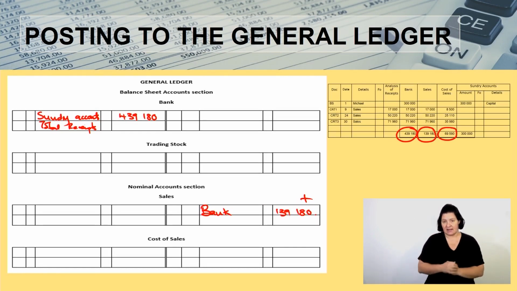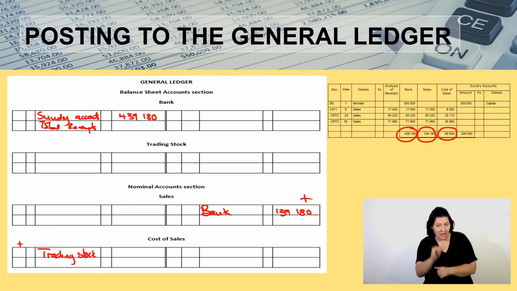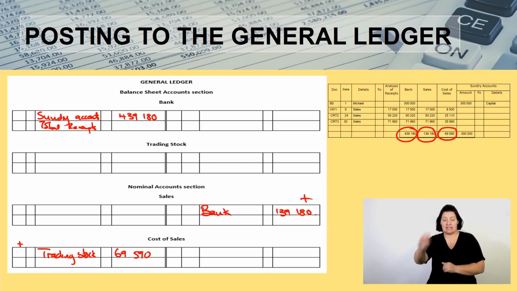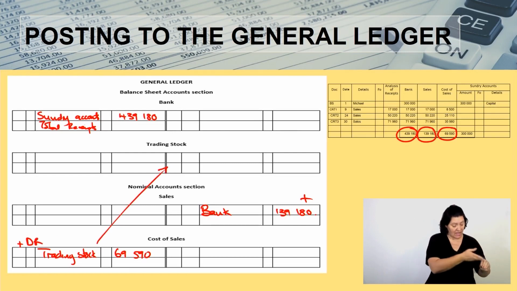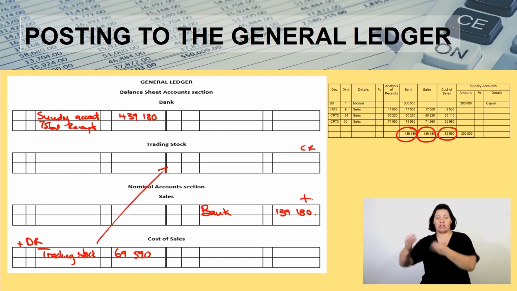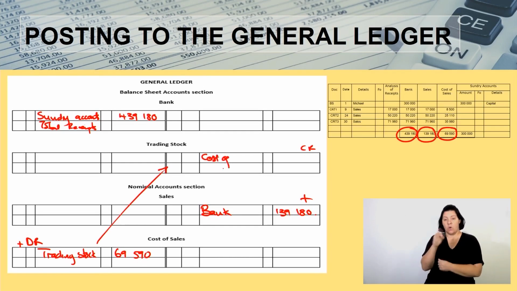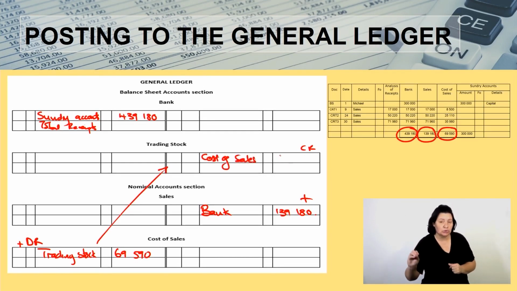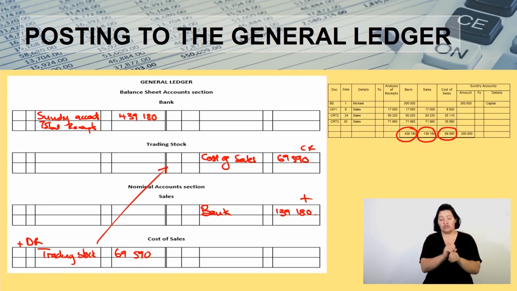What else do I post? Cost of sales. All right. Cost of sales, remember, plus here. And then trading stock. You still following? How much is that? 69,590. And I taught you that this account should then speak to my trading stock account. So if I've debited my cost of sales, I must then credit my trading stock with what? With cost of sales. How much do I get? 69,590. Once you have this, then that means you have completed your general ledger.